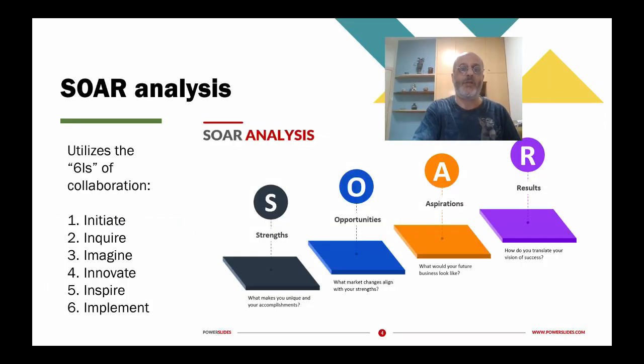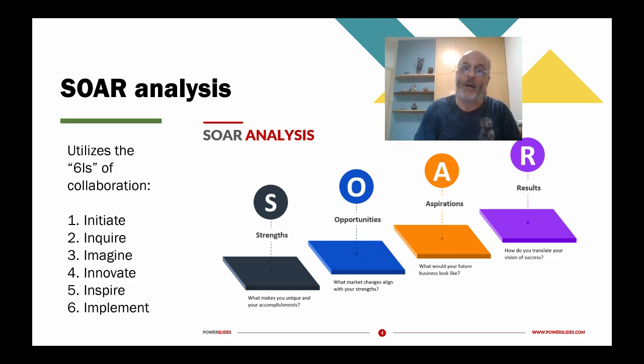Another approach is called the SOAR analysis. Still pretty popular, although much less scientifically supported by empirical data. Basically, it says the following thing. If you need to work on strategic plans, that is, analyze, make the plan, implement it, you have to apply the 6 I's of collaboration. 1 is initiate, start working. 2, inquire, investigate, collect data. 3, imagine, in other words, envision. Remember vision? Envision a better organization, envision a better reality for your organization.